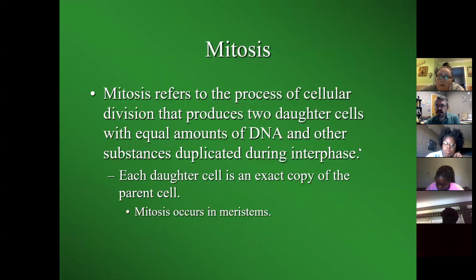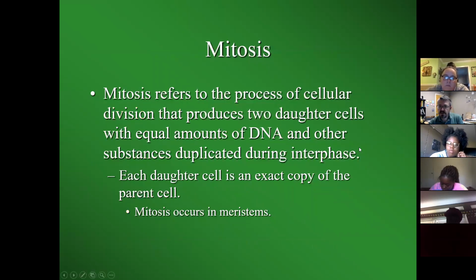So mitosis refers to the process of cellular division where you get two daughter cells. They get an equal amount of DNA and a relatively equal amount of everything else in the cell, which gets duplicated during interphase and then divided when mitosis is finished. So you should end up with two daughter cells, each an exact copy of the parent cell.